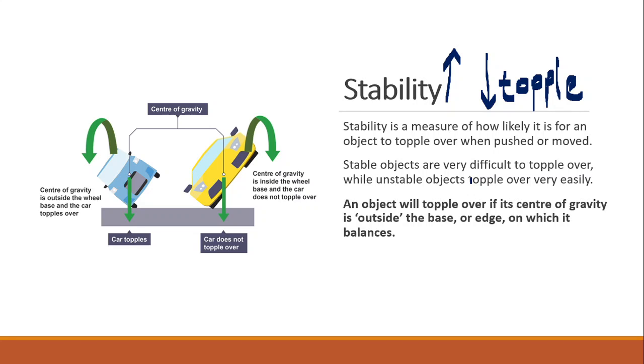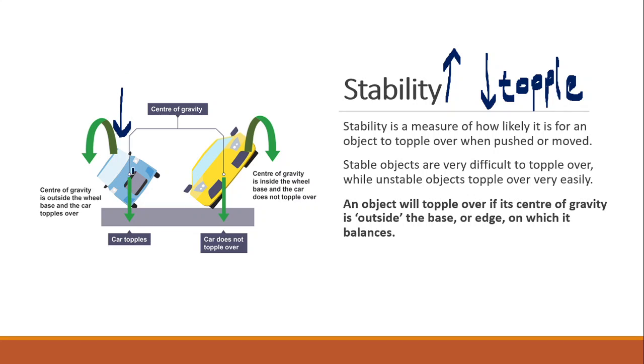Stability is a measure of how likely it is for an object to topple over when pushed or moved. Stable objects are very difficult to topple over, while unstable objects topple over very easily. An object will topple over if its center of gravity is outside the base or edge on which it is balancing. Now, this is very important. It really does not make sense when you read it at first, but I'm going to explain it to you through this diagram. So, in this first case, it says that the car topples.